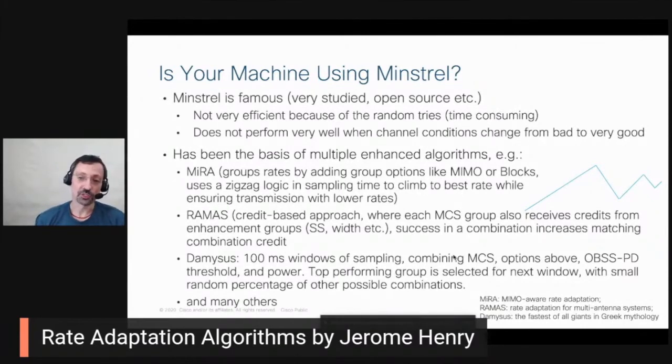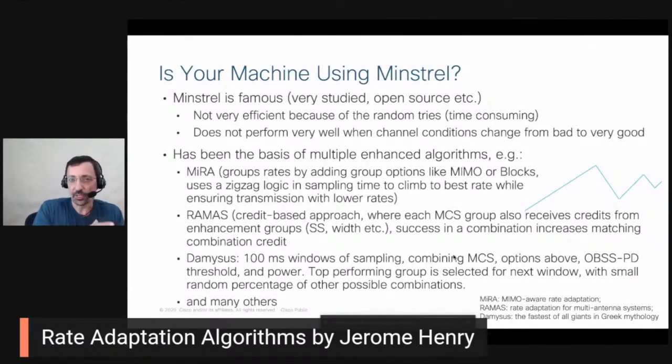Another one which is interesting is Damaisus, which is one of the giants in Greek mythology. They have this idea of Minstrel, but they say, with 11ax now, we have the OBSS PD, when you are at the edge of the cell and maybe you're hearing the neighboring cell and you want to reduce your power so as not to disrupt operations in the other cell. At the same time, you want to ignore them and so on. So they incorporate all that logic into a sort of advanced Minstrel.